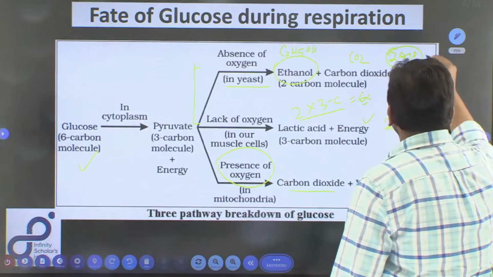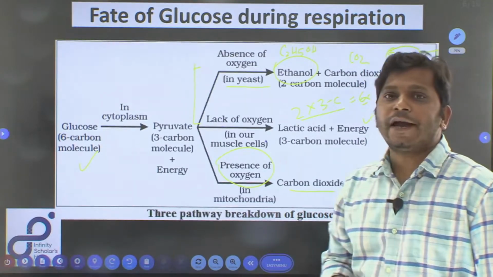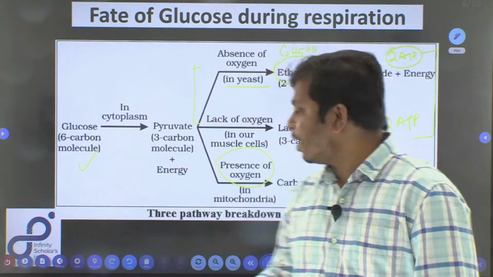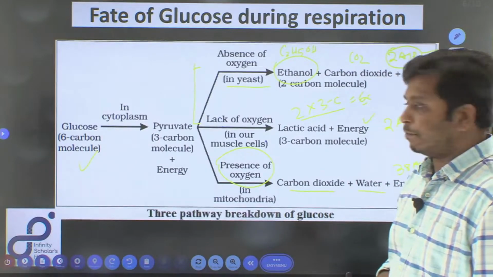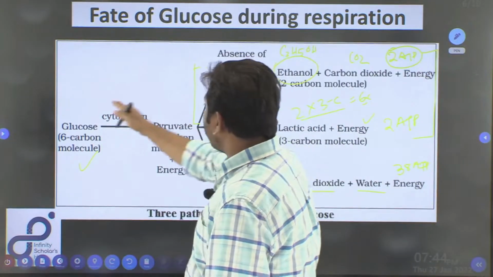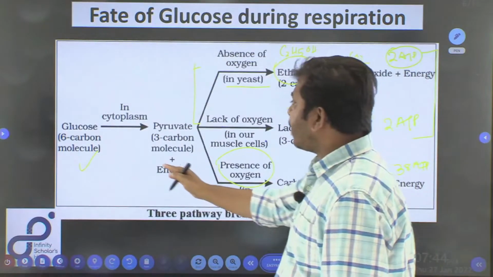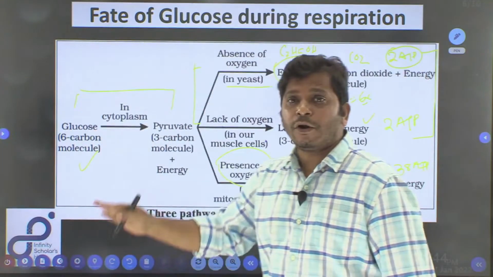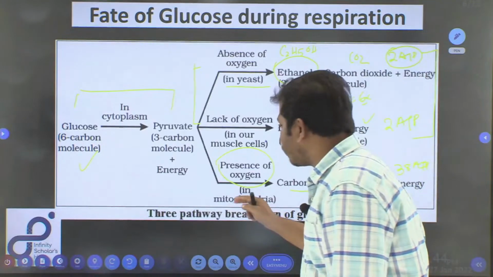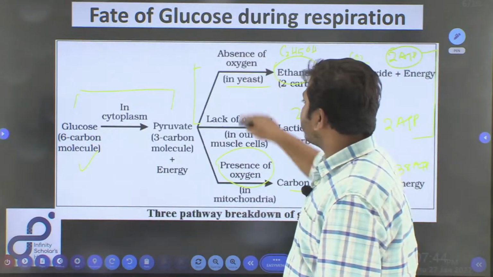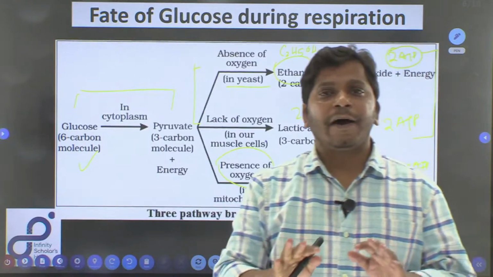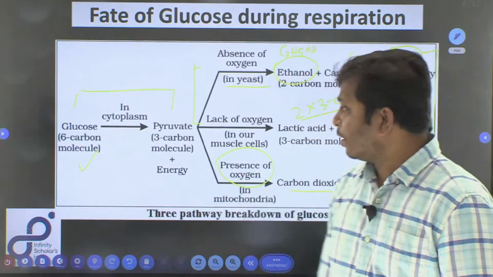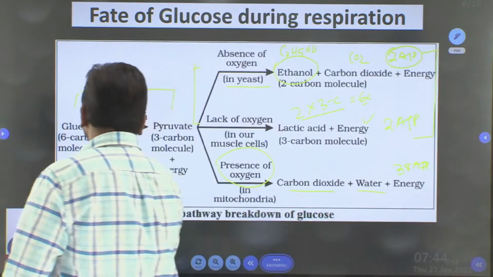So both these kinds of anaerobic reactions are much less energy efficient as compared to aerobic respiration. If we look at the overall reaction, the first part of all the three reactions remains the same, whether it is aerobic respiration or anaerobic respiration. The first part of the reaction in all these three different pathways remains the same, and the first pathway is called glycolysis.